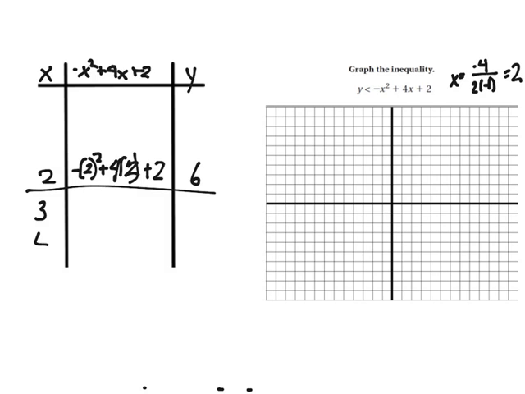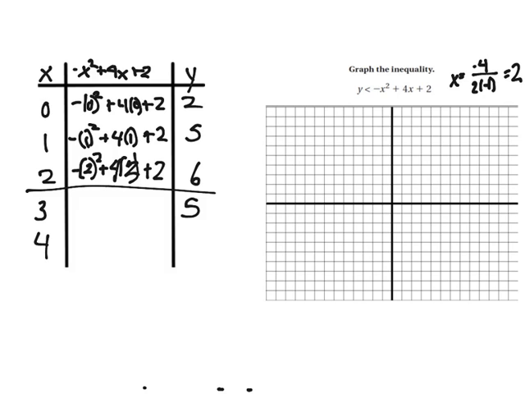Plug in 3 and 4 and 1 and 0. I'm going to plug in 1. And we end up with negative 1 plus 4 is 3 plus 2 is 5. Plug in 0. And you get 2. We go to graph this, and we get this. We go to shade it, and it says everything less than that. So it's everything below your vertex, so therefore it's shaded on the inside of it.